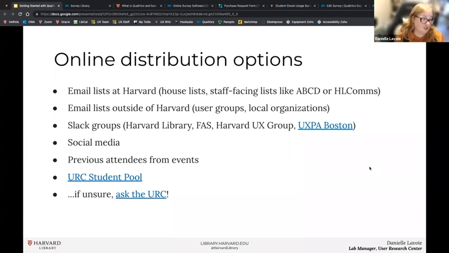Just make sure you have permission to email that to those groups. There's Slack groups, whether it's for FAS, Harvard Library, Harvard UX Group, or UXPA Boston. You can put on your social media, previous attendees from events. We also have a student pool at the User Research Center. If you want to email undergrads or graduate students, we have students from all different schools and concentrations in there. So we can help you with that.